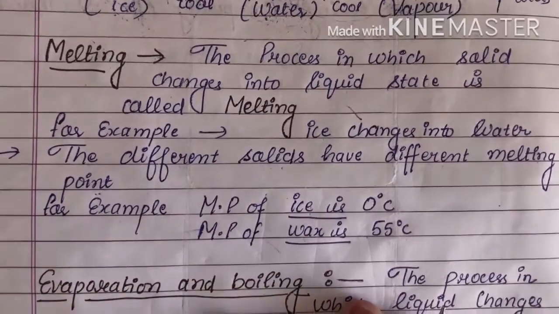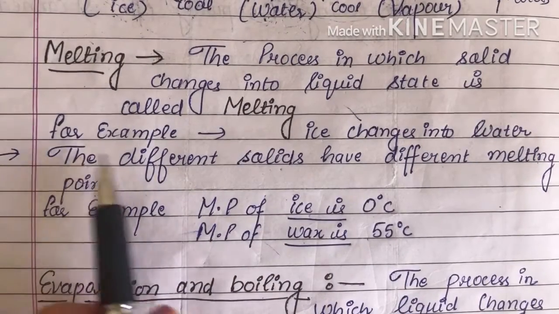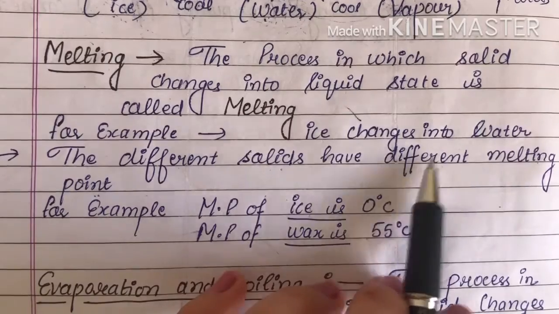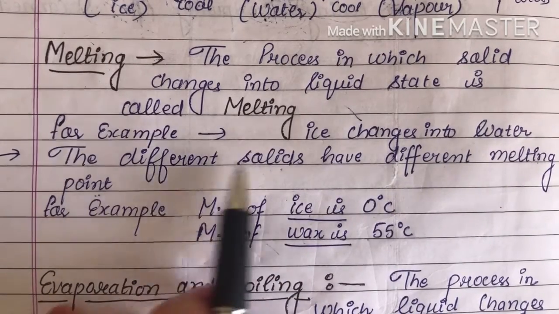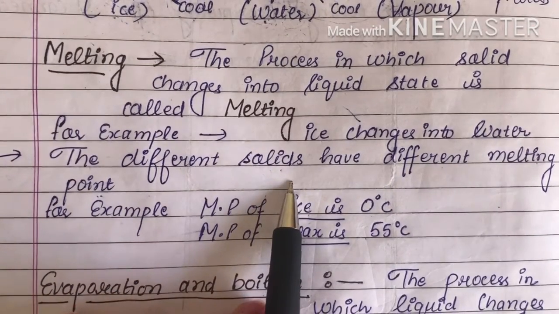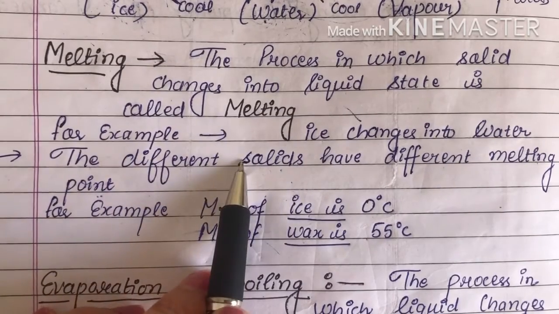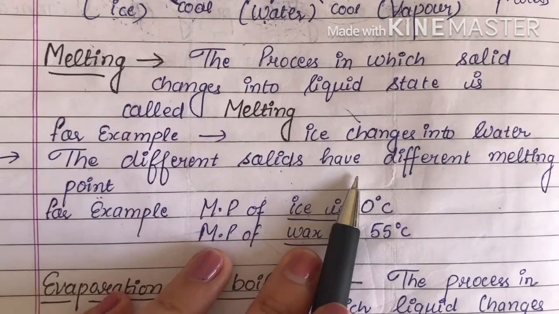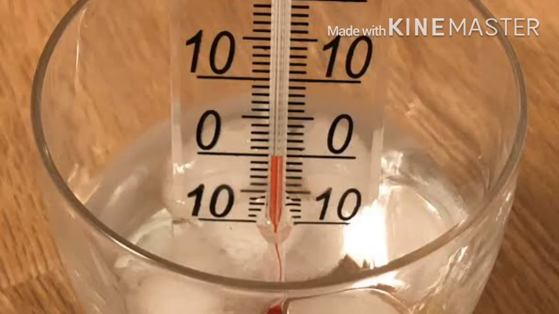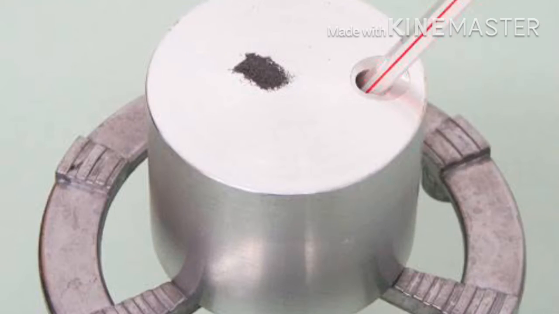One point you have to remember is that different solids have different melting points. Not all solids have the same melting point. For example, the melting point of ice is 0 degrees Celsius, and the melting point of wax is 55 degrees Celsius.